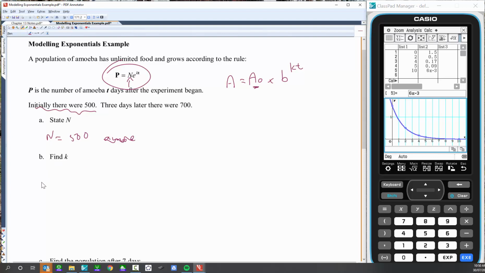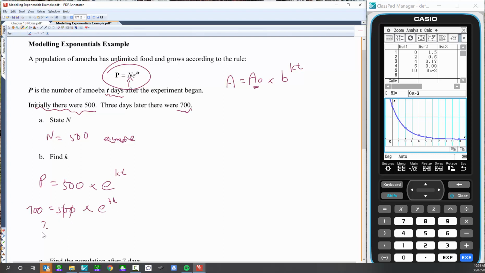So let's just pop that in. P equals A0, which is 500, multiplied by, they want us to use base E, so we've really got no choice here. B has to be base E to the KT. So we're going to use that as our basis. Now, what are we going to do? 3 days later, there were 700, rather. So we're going to go 700 equals 500 times e to the, and 3 is days, t is in days. Okay, so it's going to be 3k.